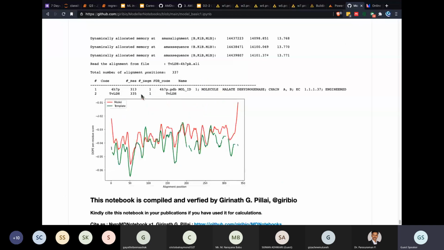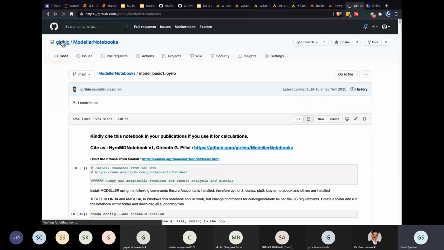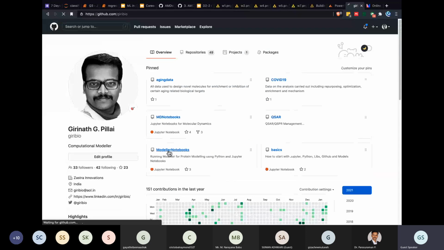Similarly, I have done this for Gromacs, for whoever works on MD simulation. Now, many of you might think about RDKit. I purposefully avoided showing you RDKit in Python. There are plenty of tutorials available. Why should I repeat the same thing again?